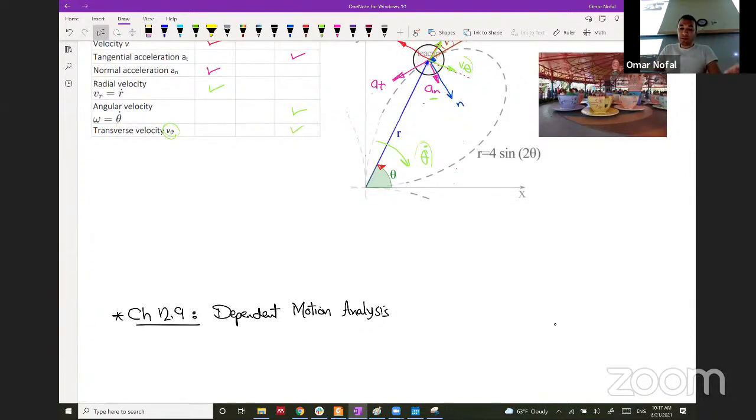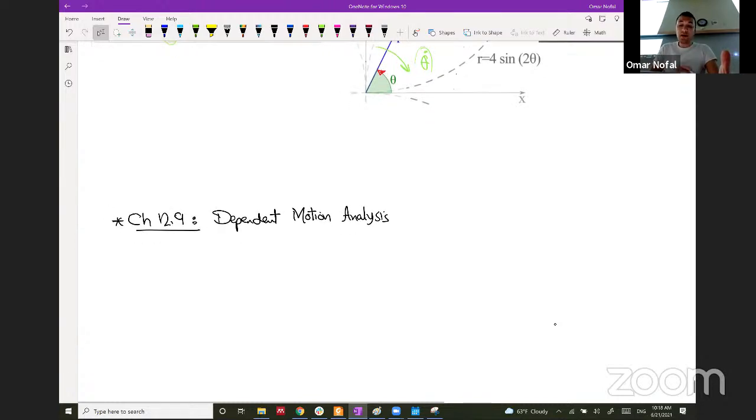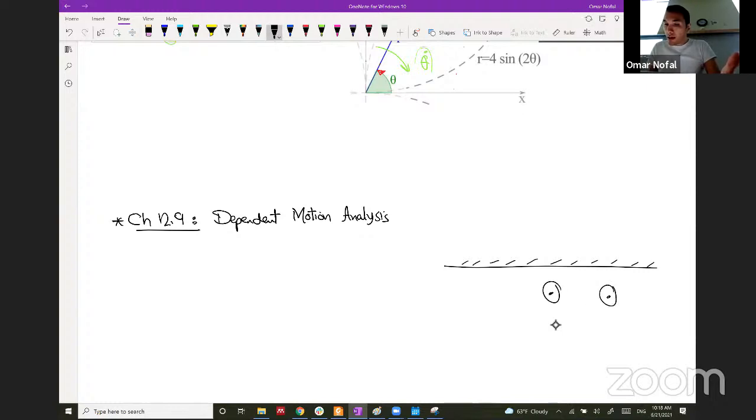One of them is chapter 12.9, the dependent motion, and then we will have chapter 12.10, which is the relative velocity. So let's see what dependent motion analysis is about. For dependent motion analysis, we are mainly talking about pulleys. Like, you have a fixed surface like this, and you'll have a pulley here, and there's a rope moving.